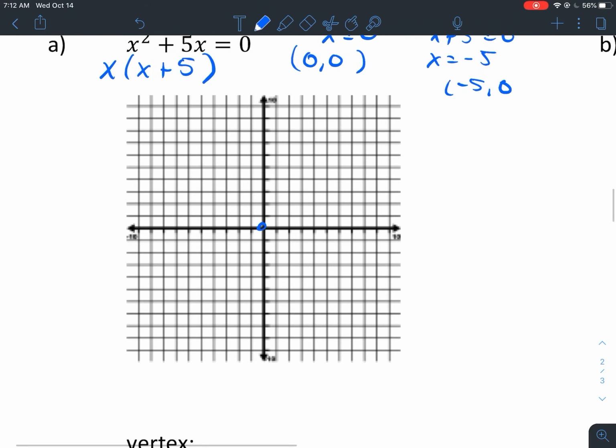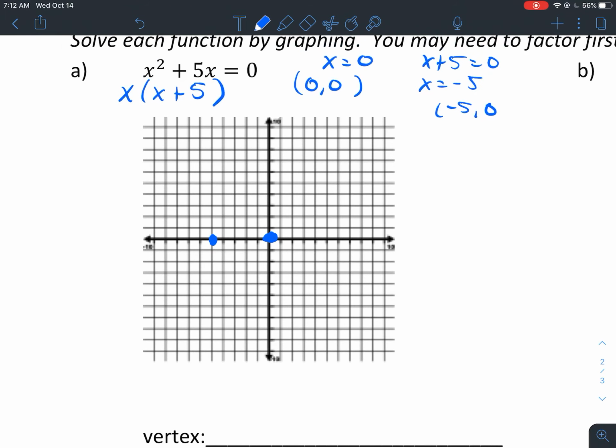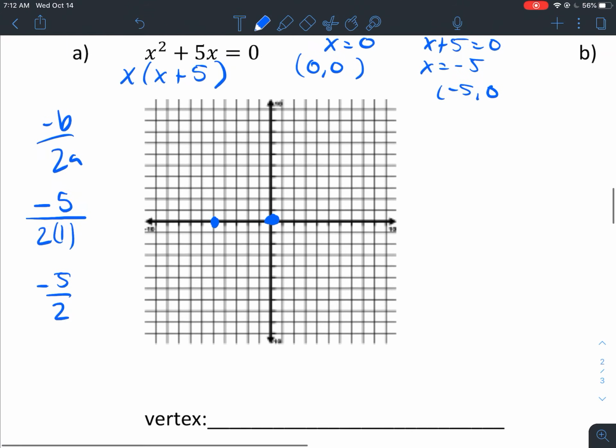All right, so we can plot 0, 0, and then 1, 2, 3, 4, 5, negative 5, 0. And then to find our vertex, we're going to do negative b all over 2a. Our b is positive 5, so we're going to do negative 5. And our a is 1, so we're going to do 2 times 1. So we end up with negative 5 over 2. And then we need to plug that into the function. So we're going to have negative 5 over 2 squared plus 5 times negative 5 over 2.